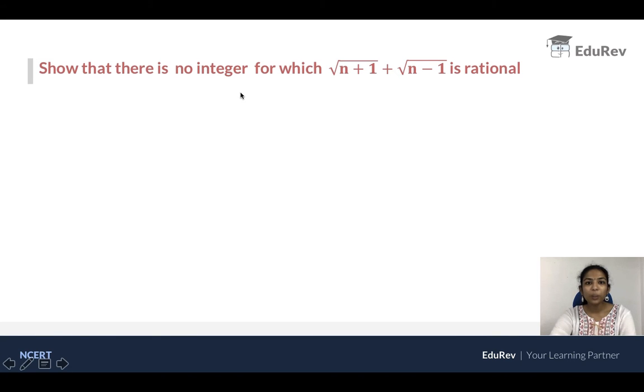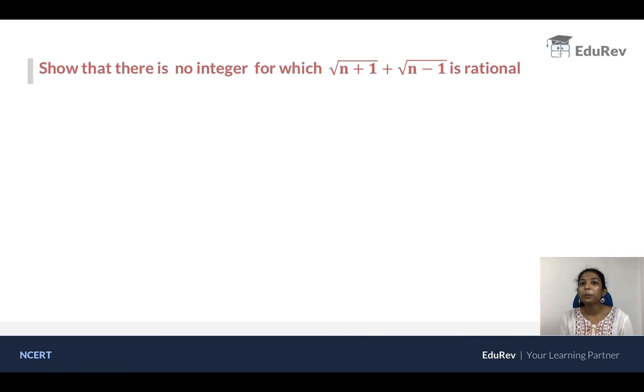Show that there is no integer n for which root of n plus 1 plus root of n minus 1 is rational. So what they are asking us to prove is that whatever value you take for n, as long as n belongs to integers, root n plus 1 plus root n minus 1 is not rational. That is what we are supposed to prove.